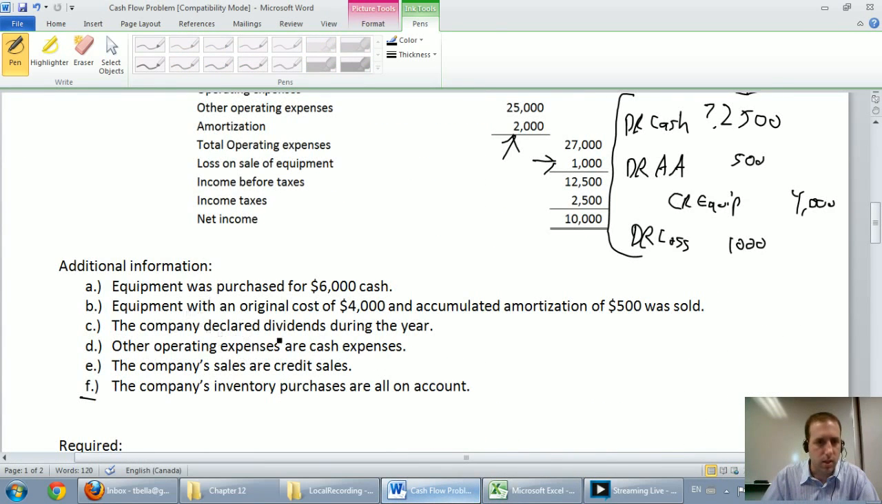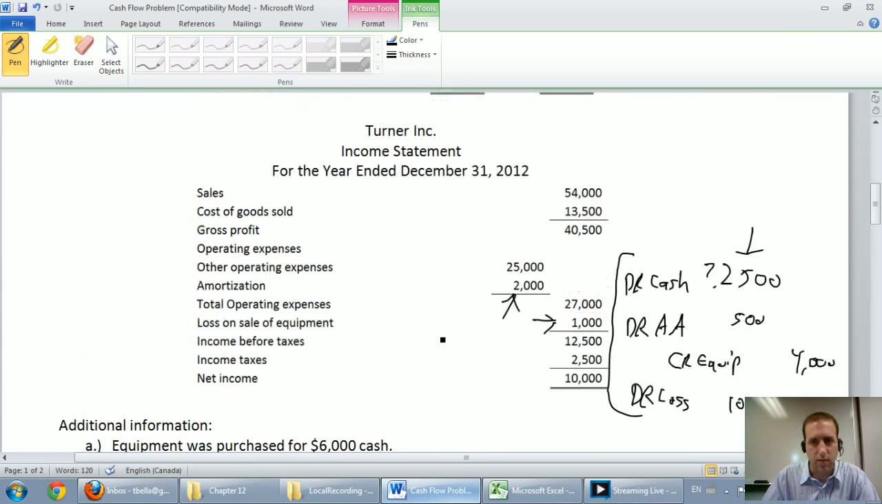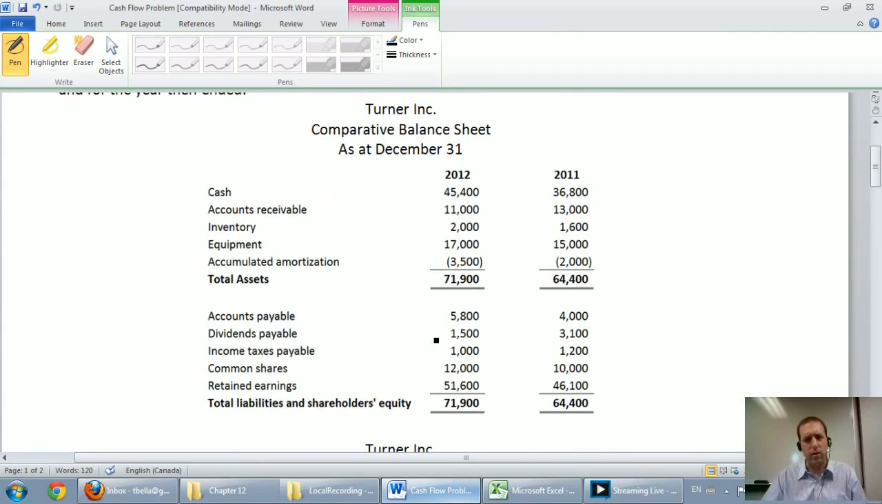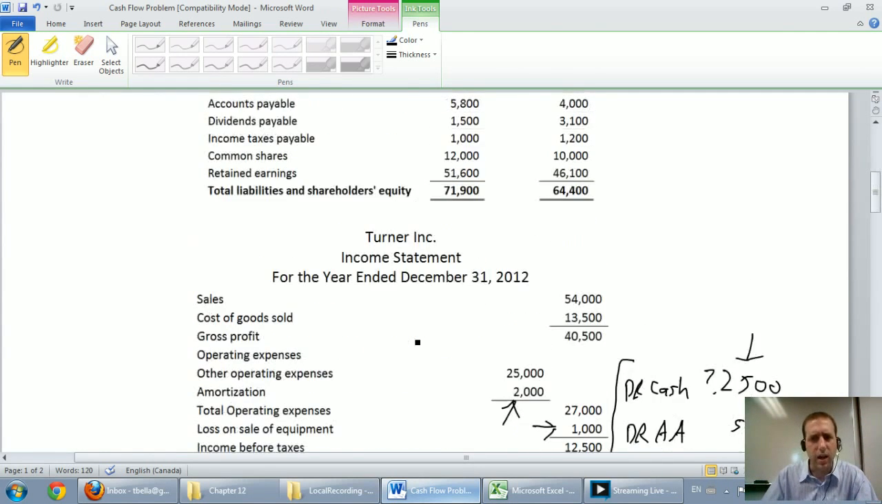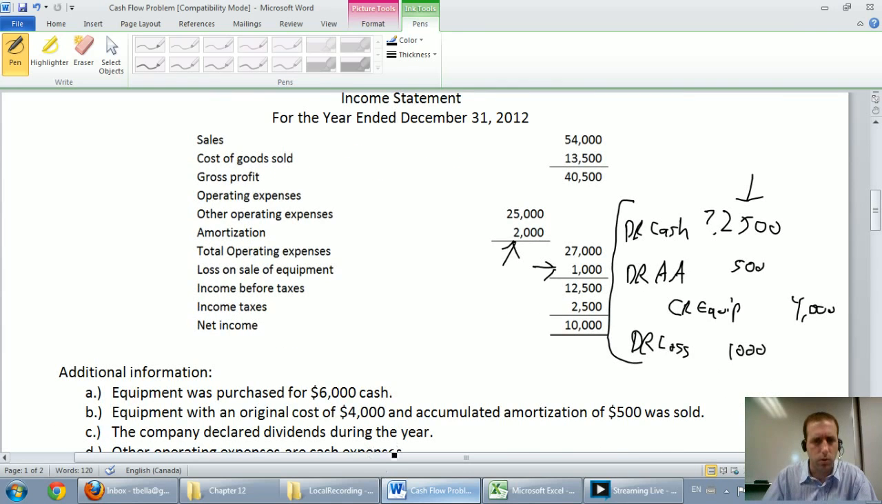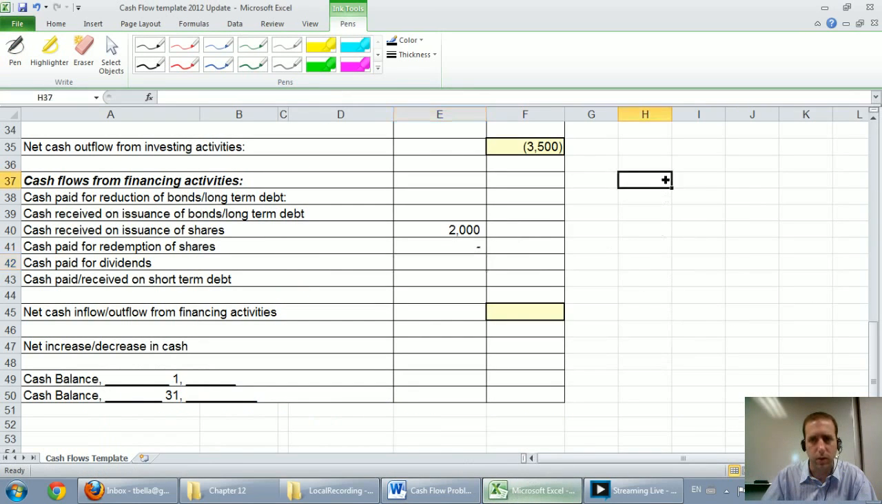It does say that the company declared dividends during the year, but it doesn't say for how much. And if you look at your income statement and your balance sheet, there's no dividends on there. There's dividends payable, but no actual dividend amount. You have to ask yourself, where are the dividends? What statement are they on? They're on the statement of shareholders' equity or the statement of retained earnings. So you need to prepare your own statement of retained earnings to figure out this amount. I'll quickly do it here in Excel.